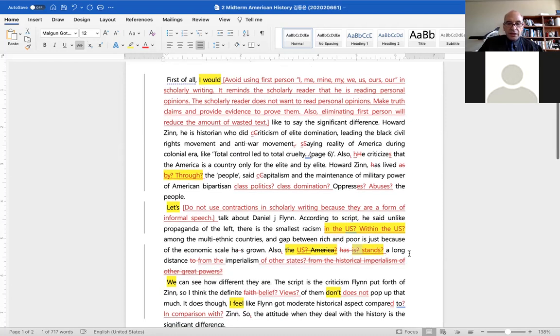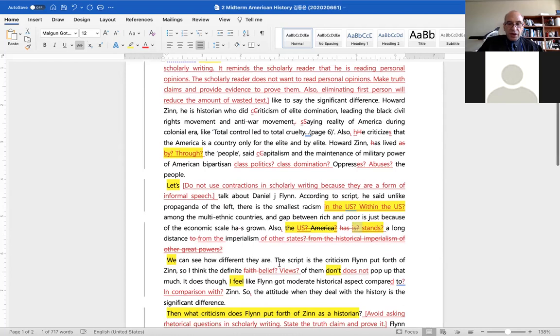Okay, so we can see how different they are. In the script, you can just say Flynn and Zinn are clearly very different, something like that. You'll also see that when you do not use first person, I, me, mine, we, you'll use fewer words, which is important, particularly when we have a word limit on the length of the essay.